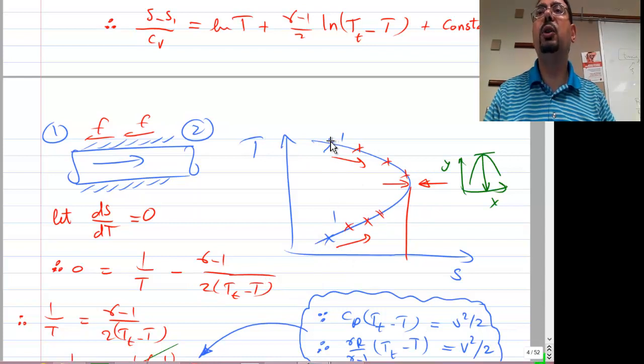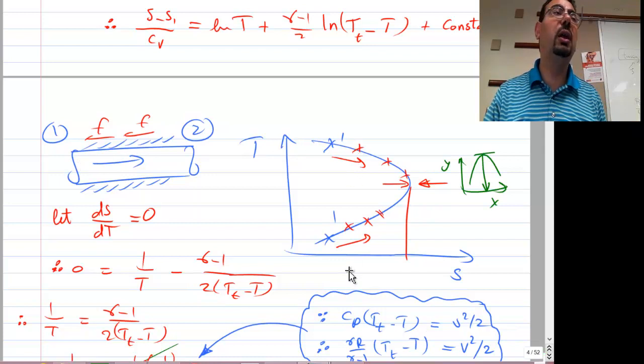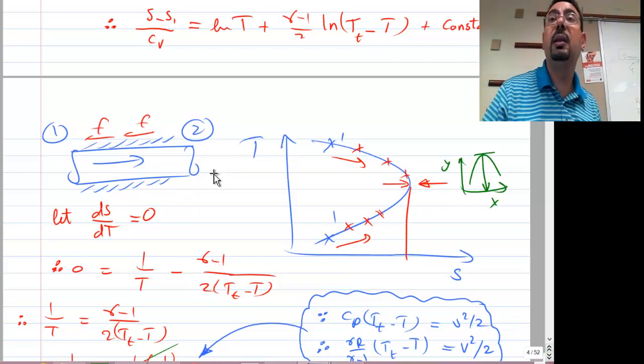So point 1 at the beginning of the duct could be here or here. You know, it could be anywhere. Any one of those points could be the starting point, depending on what my temperature and entropy are. Now, as I'm going into that flow, I'm going with the flow, an adiabatic duct with friction.